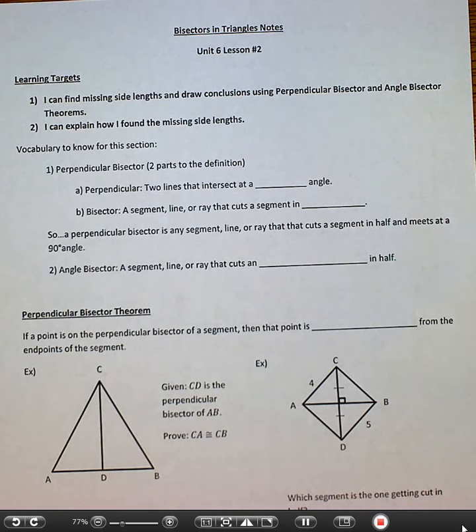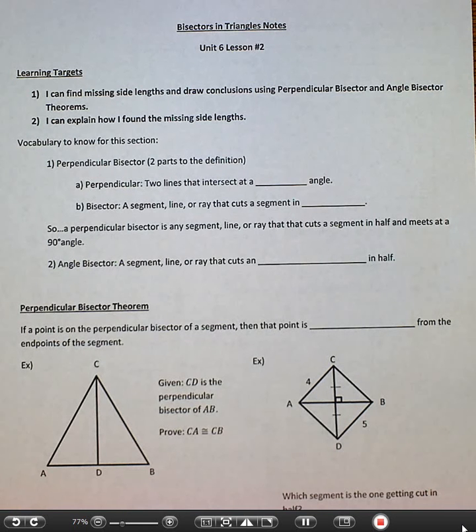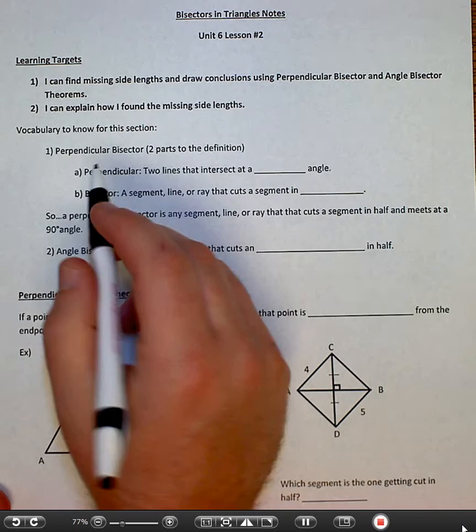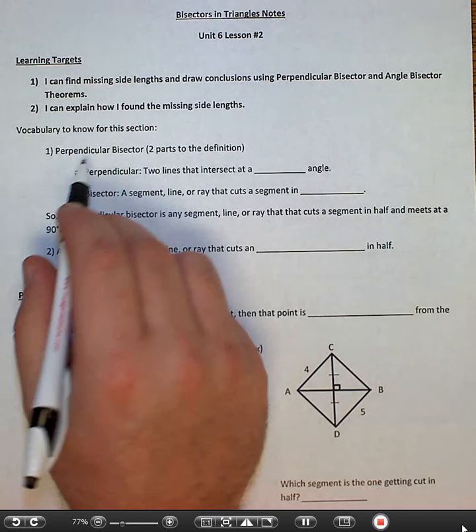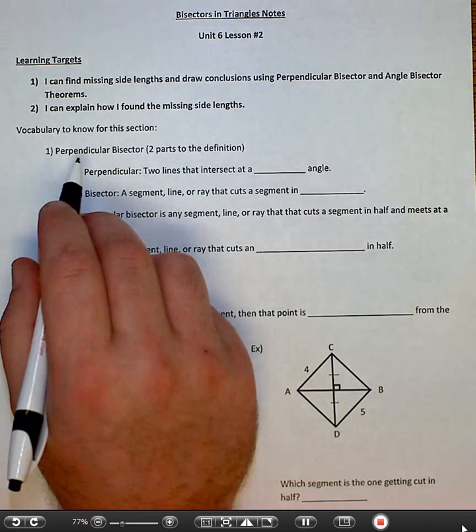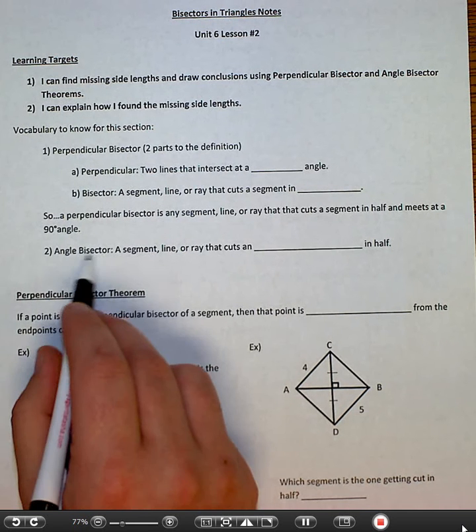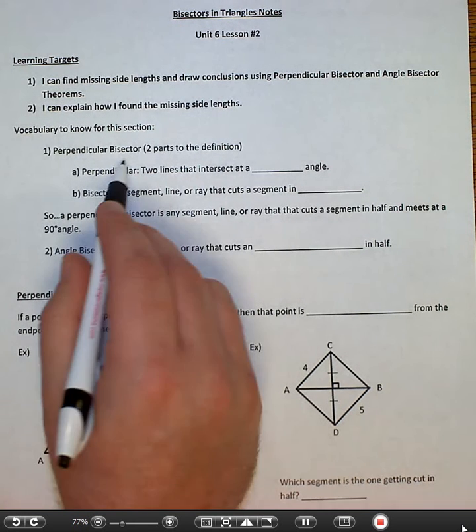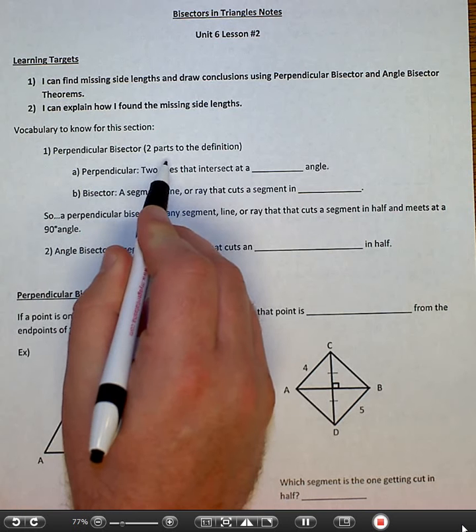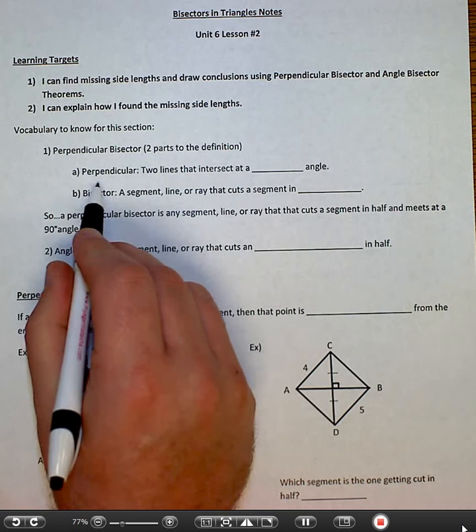All right, lesson 2 in Unit 6 is focusing on bisectors and triangles. You should know most of this vocabulary, but I'm going to go ahead and go over it again just to make sure. We're going to talk about two types of bisectors, perpendicular bisectors and angle bisectors. The perpendicular bisector part has two parts to the definition, perpendicular and bisector.